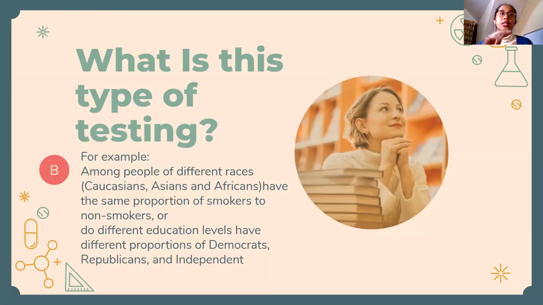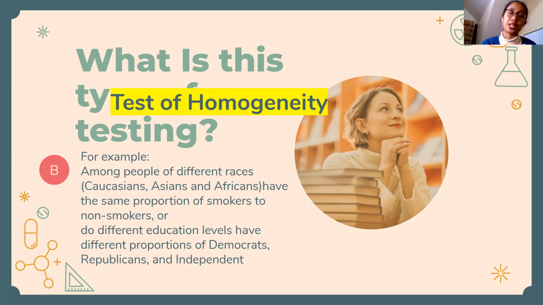Next, for example, among people of different races, Caucasian, Asians, African, have same proportion of smokers to non-smokers. The different education levels have different proportions of Democrats, Republicans, and Independent. Class, notice there are so much subgroup that these examples are talking about. Yung mga subgroups, ano yun? Test of independence or homogeneity. Yan, homogeneity. Mga subgroups eh.